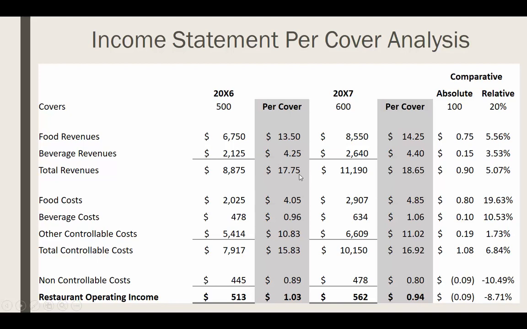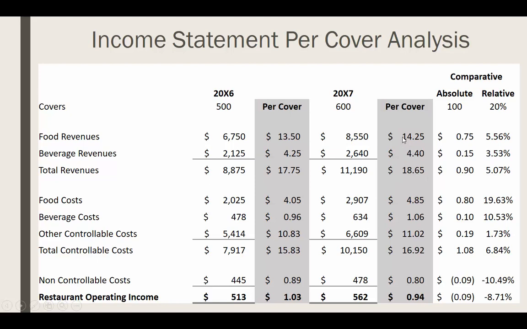So $17.75 in 2016 was my per cover, and I was making $1.03 of operating income per guest. If we look at 2017, well, we went up. We served more people. That should be good, right? We also made more money. So we actually have an average per cover amount of $18.65.